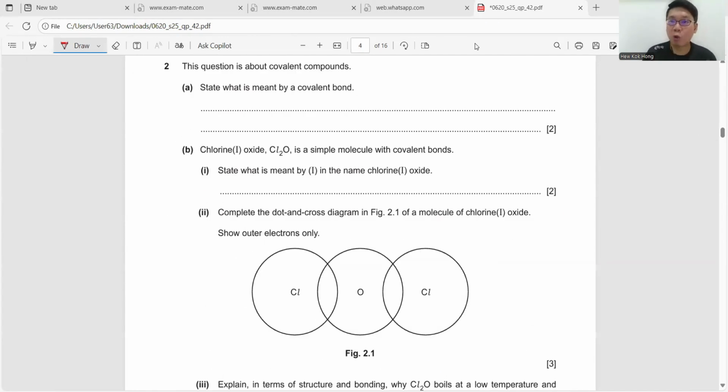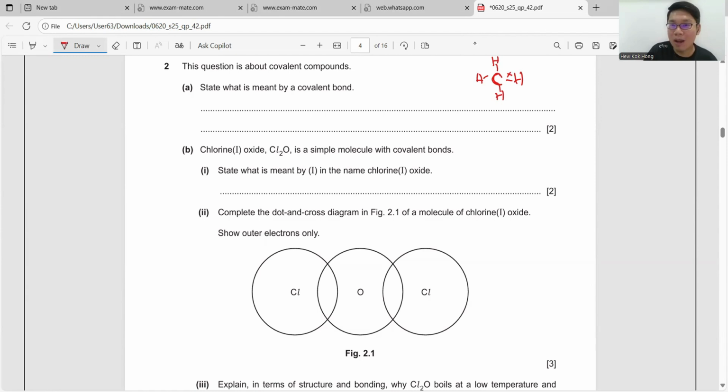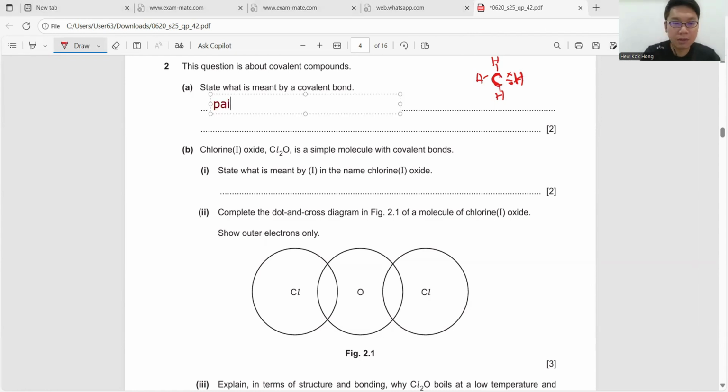2. The question is about covalent compounds. State what is meant by covalent bond. For example, CH4. Covalent bond is actually sharing a pair of electrons between these two atoms. Must mention it is 2 atoms.